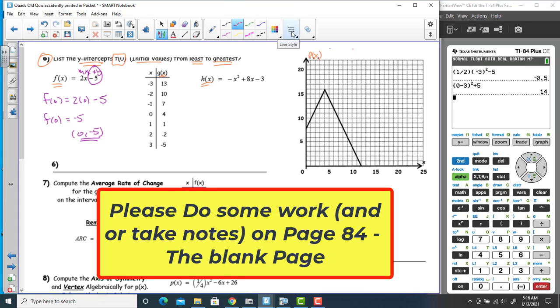For the function g of x, in order to determine the y-intercept, you simply have to go to time 0 and make your observation. At time 0, g of x measures 4. Therefore, the y-intercept, g of 0, is 4.